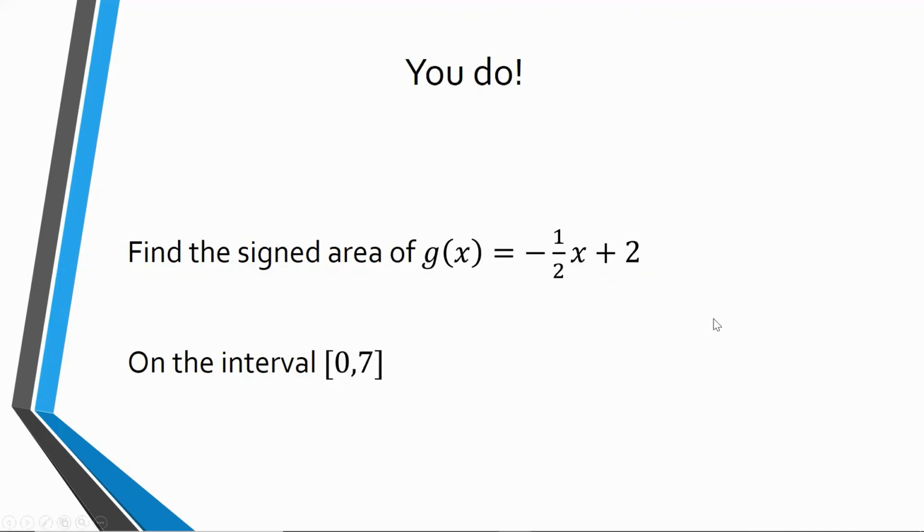I would like you to pause the video and try this problem on your own. Signed area of g of x equals -1/2 x plus 2 on the interval from 0 to 7. In the next video, we will show you how to do that.